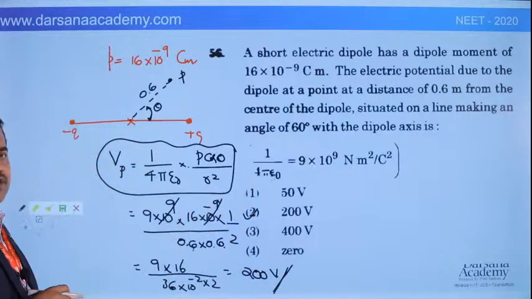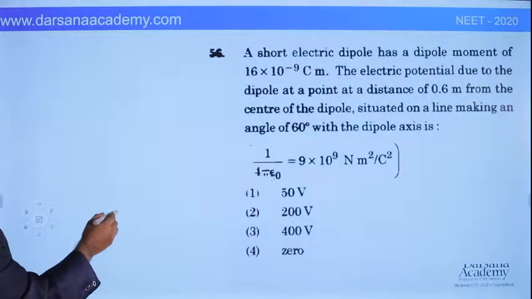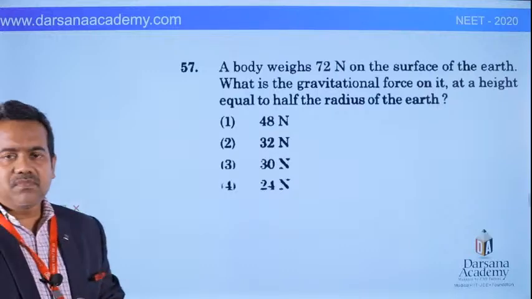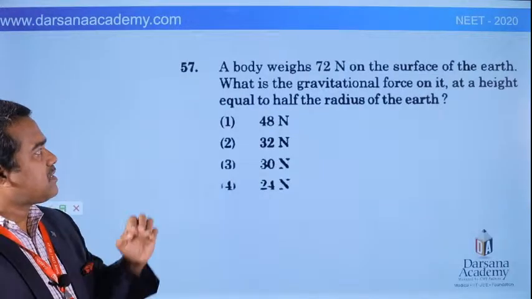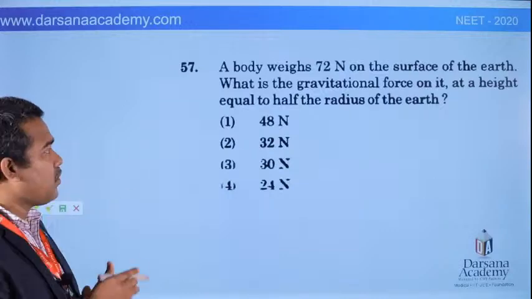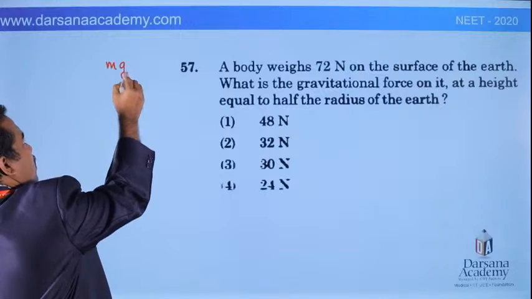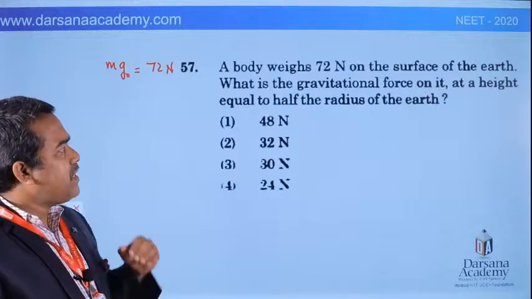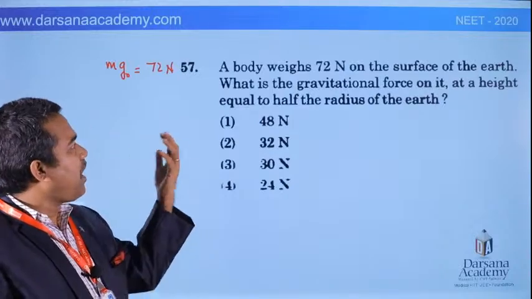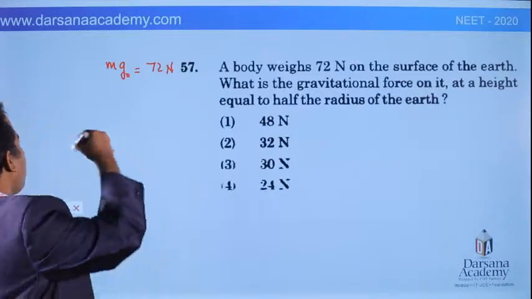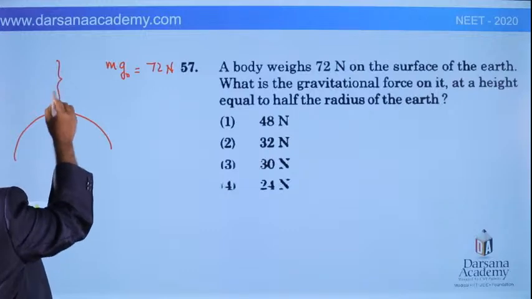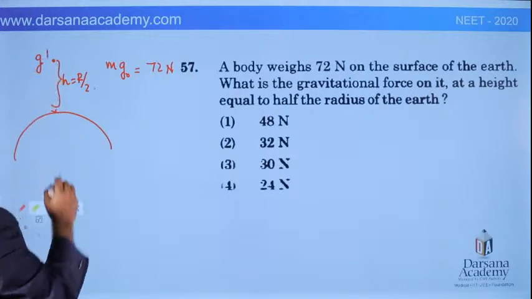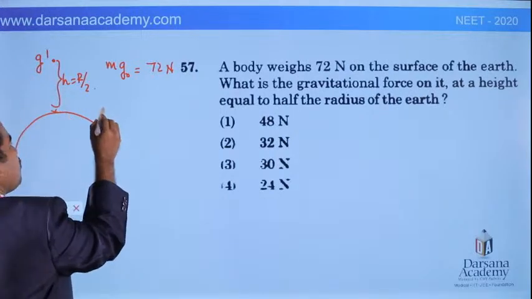So that is a good question. Then we can move to the next one, number 57, a good question from gravitation. A body weighs 72 Newton on the surface of the earth, so we say that mg0 is given as 72 Newton. What is the gravitational force on it at a height equal to half the radius of the earth? Suppose the gravity here is g dash. Our aim is to find m into g dash.